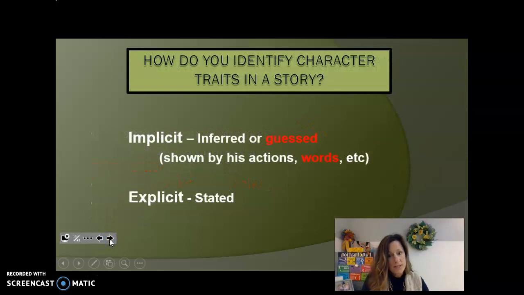There are two different types of character traits. Implicit character traits are inferred or guessed, and they're shown by the character's actions or words. The author doesn't come right out and tell us if they're implicit. They give us little clues. And there are also explicit character traits. Explicit are stated. They are right out there in the open. The author would come out and say, okay, Greg is a generous person. They aren't giving us clues that he's generous. They're coming out and telling us that he's generous.